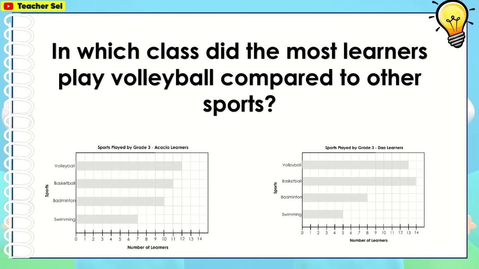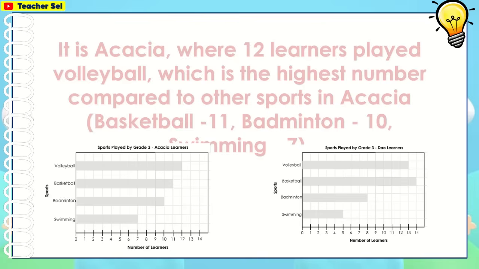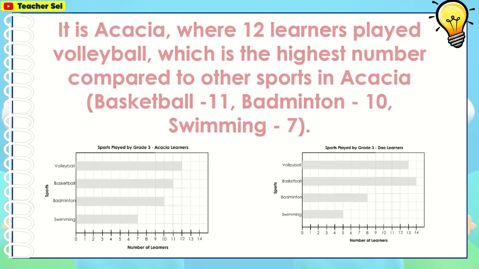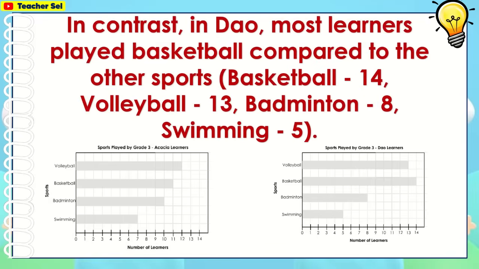In which class did the most learners play volleyball compared to other sports? It is Akasha, where 12 learners played volleyball, which is the highest number compared to other sports in Akasha. Basketball 11, badminton 10, swimming 7. In contrast, in Dow, most learners played basketball compared to the other sports. Basketball 14, volleyball 13, badminton 8, swimming 5.